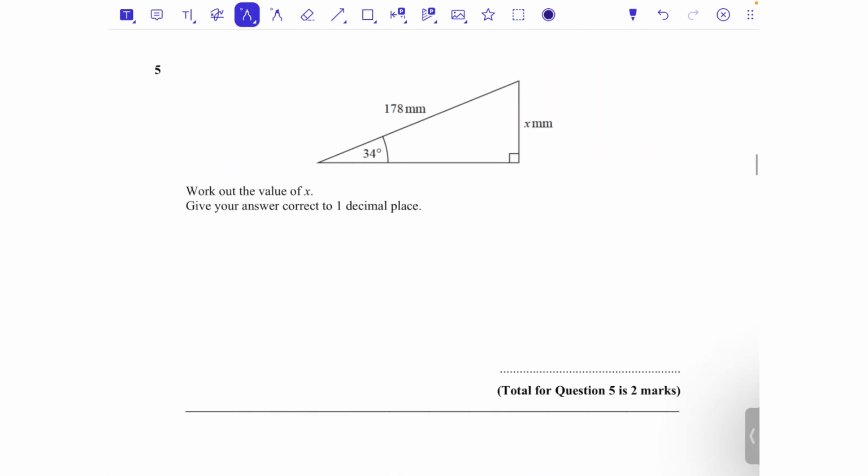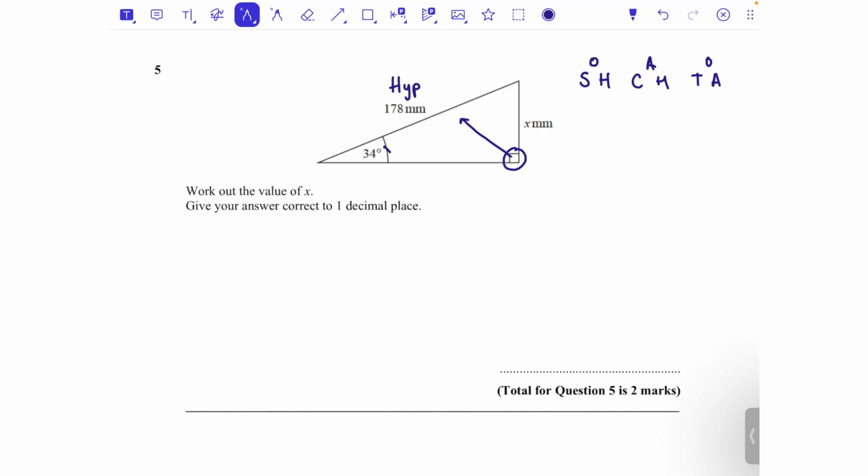Question number 5, work out the value of x. So this is a right-angled triangle, and we've got an angle involved. So that's telling me that this is a SOHCAHTOA question. So I'm going to pop my triangles up here, SO, CA, and TOA. And first thing we're going to do is label our sides. I want you to go over from the right angle. That is your hypotenuse. So this is our hypotenuse.